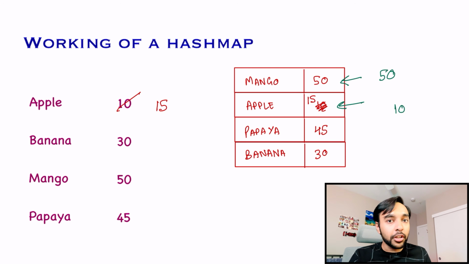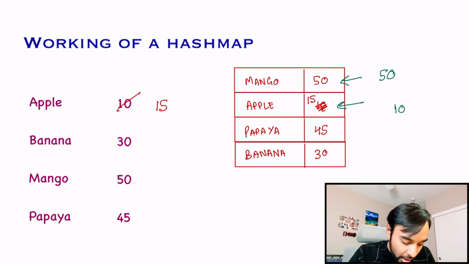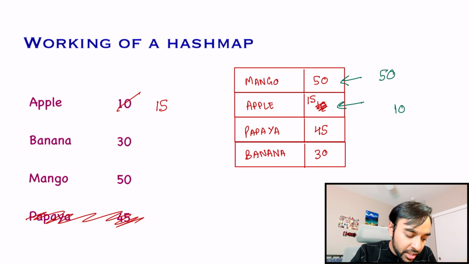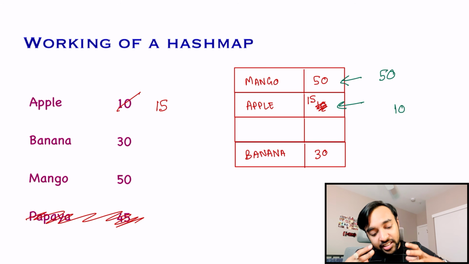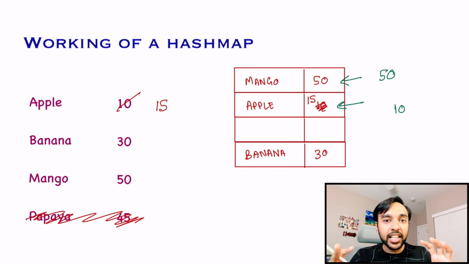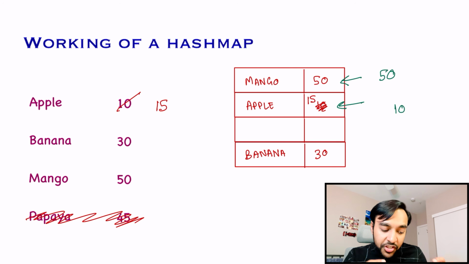Similarly, you can also remove values from your hash map. If you want to remove papaya, you can just call a delete operation and papaya will be simply removed from your hash map. So you can see that these are all the possible operations that you can perform on this hash map data structure.